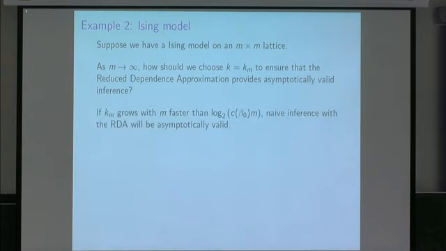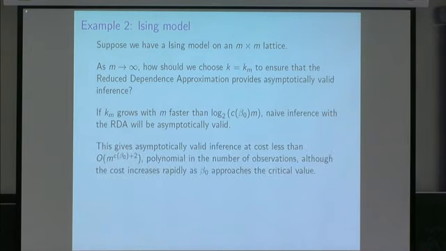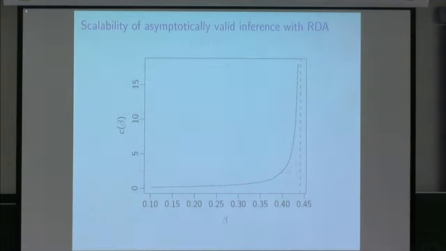Right, and it turns out that if it grows faster than log 2 of some constant times the number of rows in the lattice, then this naive inference with this approximation will be asymptotically valid. And it's perhaps helpful to rephrase this in terms of the cost of finding this approximation with this particular value of k. So we can say that the cost of doing the inference with this approximation is going to be less than the order m to this constant, depending on the true parameter beta naught, plus 2. So I'll just show you what that constant actually looks like depending on beta naught.